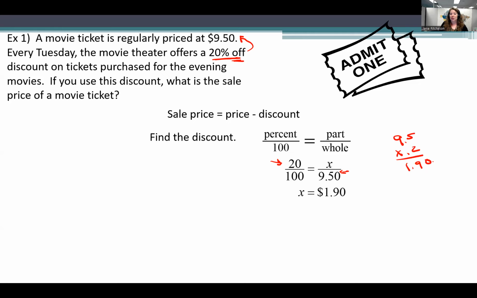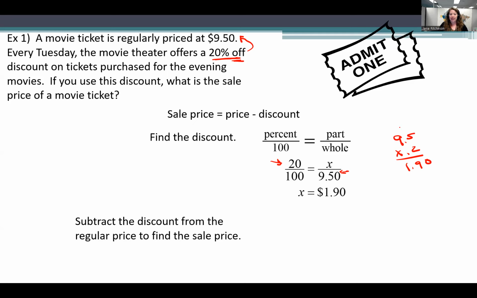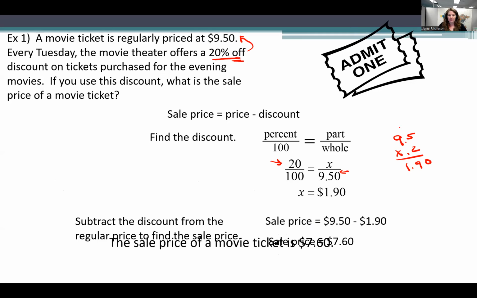Now remember, that's how much they're taking off the original price. So then we'd have to subtract away the discount from the regular price to find the sale price. So we would subtract $9.50 minus $1.90, and that would tell us the sale price is $7.60. Now there's another way you can think about this.